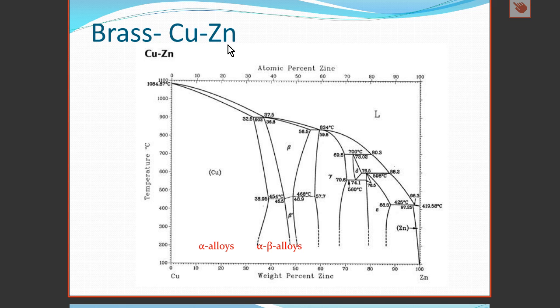Copper zinc alloys are known as brass, and we can see that there's quite a large phase field where we have a single phase solid solution up to 38.9, or should we say 39%, zinc. Up to 39% zinc, those are called alpha alloys, to indicate that the material is in a single phase solid solution. Beyond 39%, we get what are known as alpha beta alloys, which contain both alpha and beta.